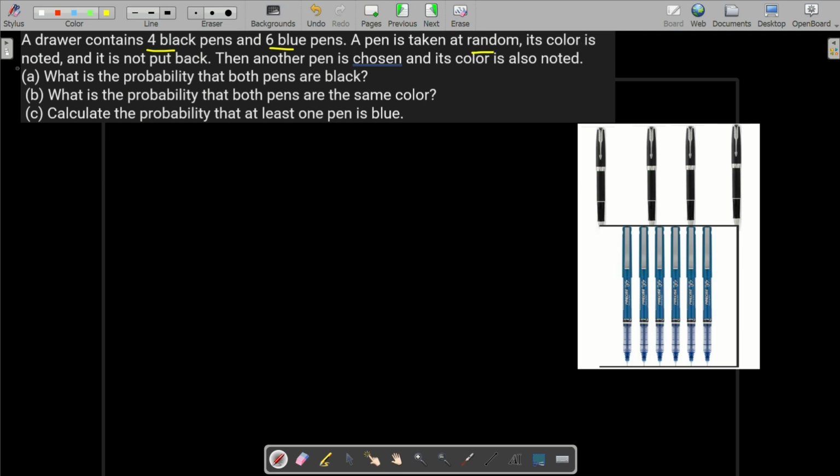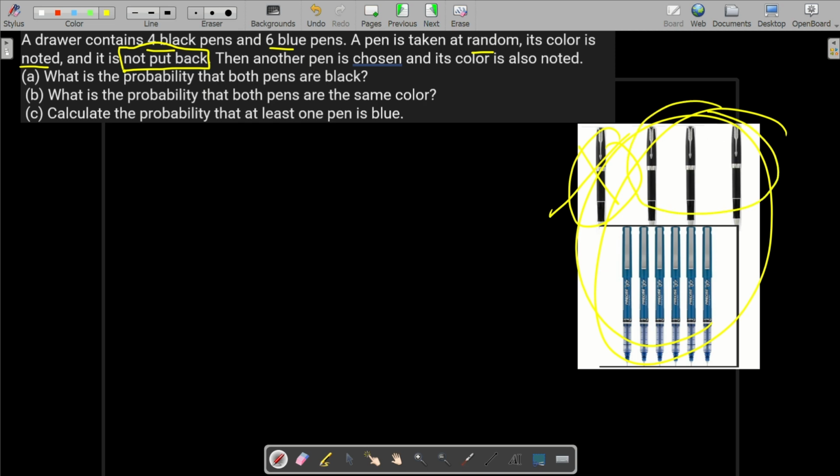Its color is noted, and it's not put back. This type of question is called without replacement. You are not putting the pen back. You will take one pen, for example, and it will be taken away. If you see that here, what will happen? The total number of pens is going to be affected. Instead of 10 pens, it's going to be 9. And the number of black pens is also going to be reduced by 1. If the pen was blue, the number of blue pens will be reduced by 1.